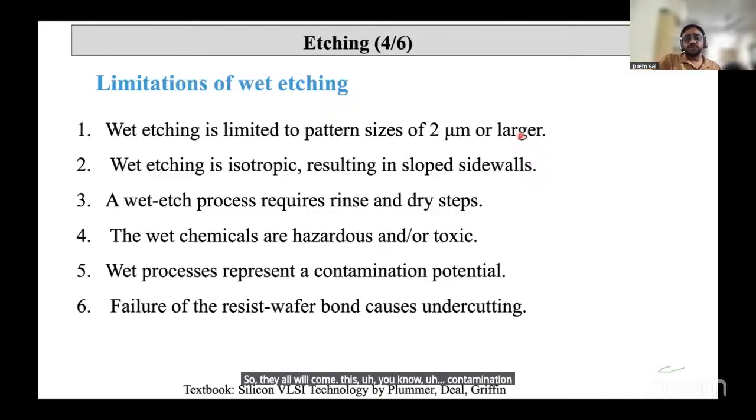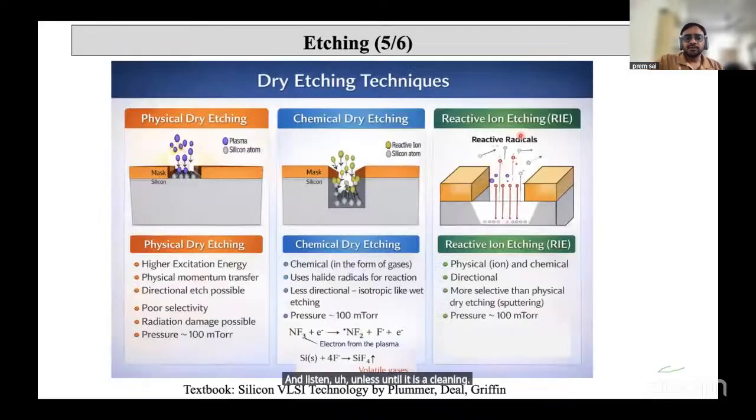So they all will come in this wet process contamination. Then the resist and wafer may not bond while doing bonding. So it's a failure of the resist wafer bond, which will cause undercutting. So this is one more limitation. That's why we have to go for dry etching. Nowadays most of the industry uses dry etching unless it is for cleaning. So that's what I meant.